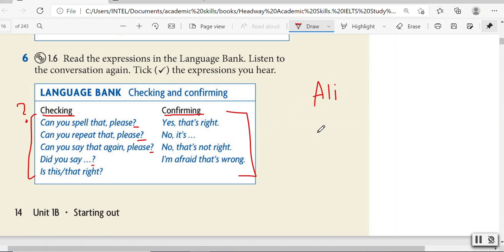Is this right? At a checkup, Kate. Is this right? And you ask me. Is this right? Ali, is this right? And I must confirm. I must say, yes, that's right. Yes, of course. Yes, that's right.